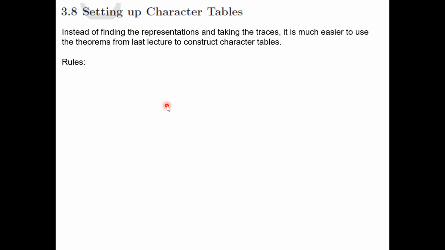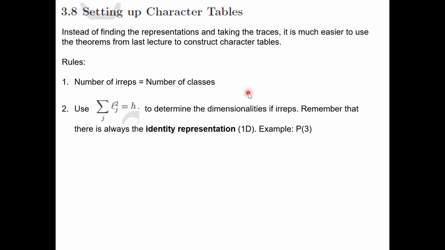All right. So, as I said, there's a simple set of rules that we can use. The first one, and perhaps the most important one, is that the number of classes is equal to the number of IREPs. IREPs is short for irreducible representations. We have seen that in the last lecture. And that means that the character table is a square table. It has the same number of columns and rows. All right? Okay, and the second property is this.